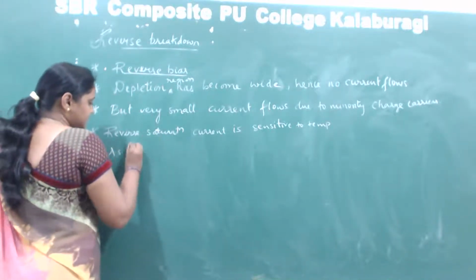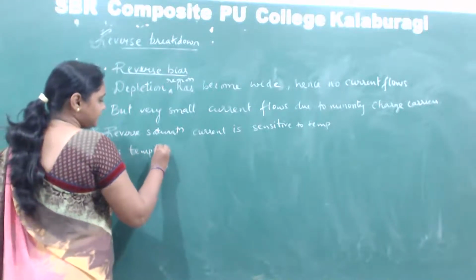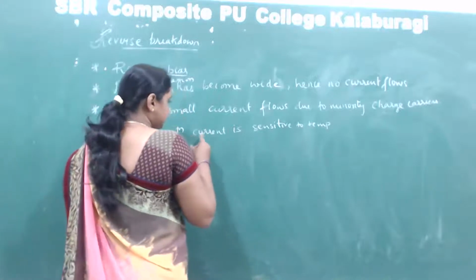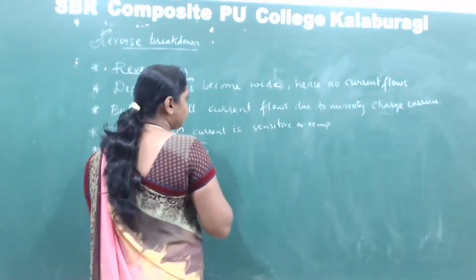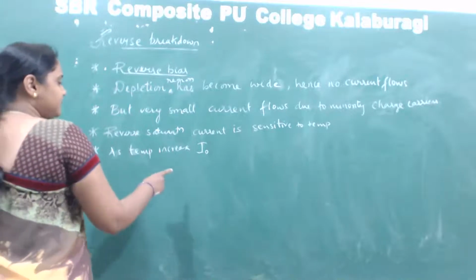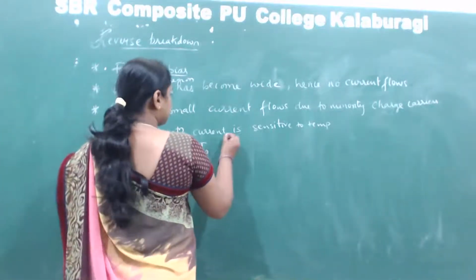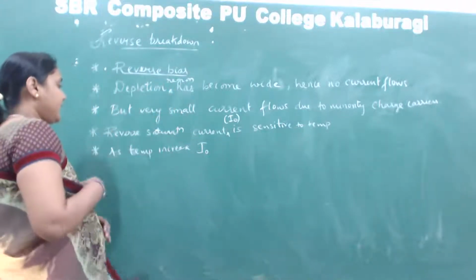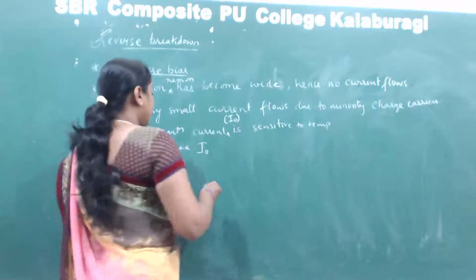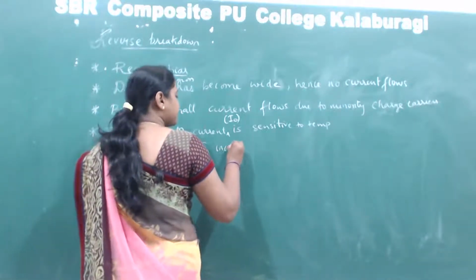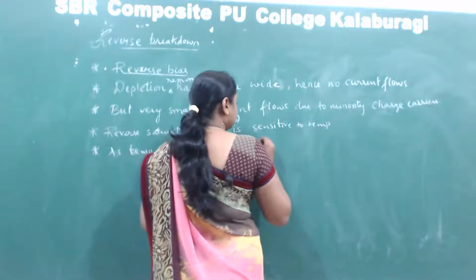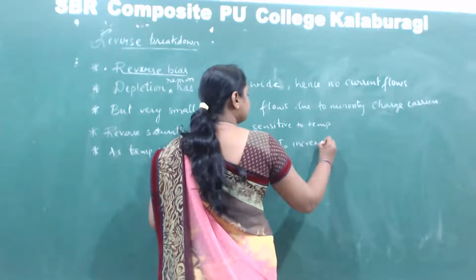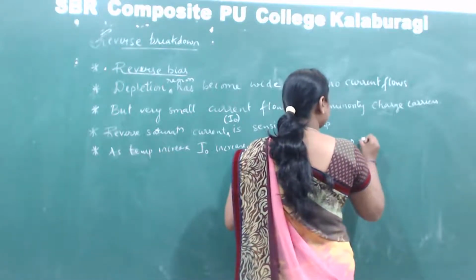As temperature increases, the reverse saturation current, which we represent by I naught, increases. I forgot to say that earlier. So as temperature increases, I naught increases, and as I naught increases, temperature increases.